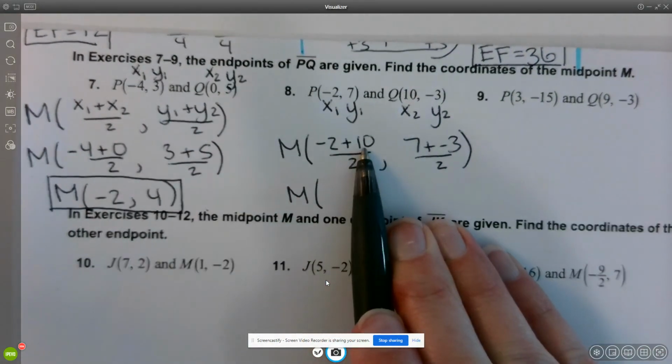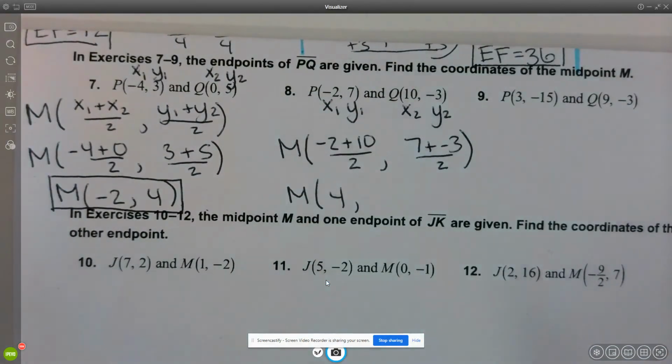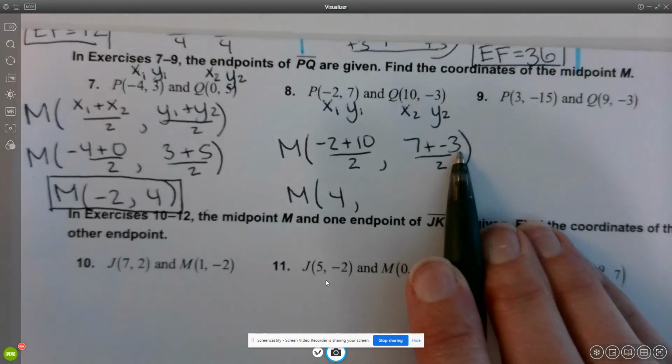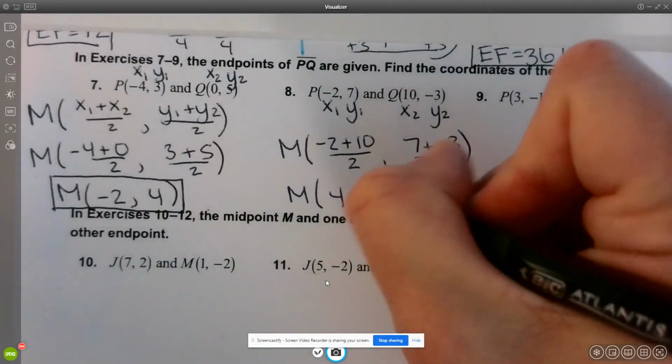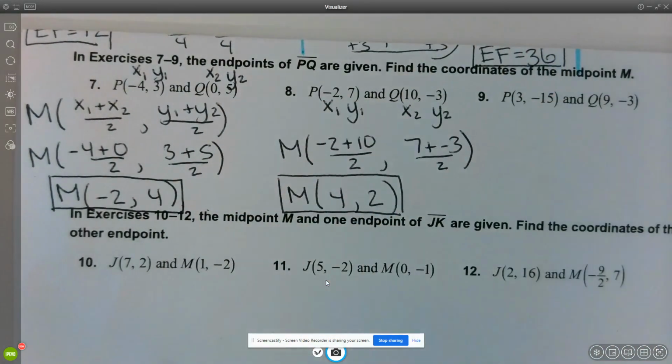-2 plus 10 is 8, divided by 2 is 4. And then 7 plus -3 is 4, divided by 2 is 2. So my midpoint is located at 4, 2.